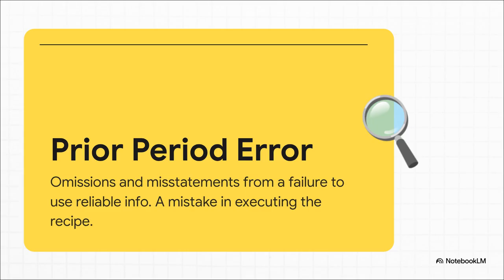And finally, we have errors. These are just what they sound like: mistakes. An error is when you fail to use reliable information that you had at the time. This isn't a bad guess, this is a calculation error or misreading the facts.